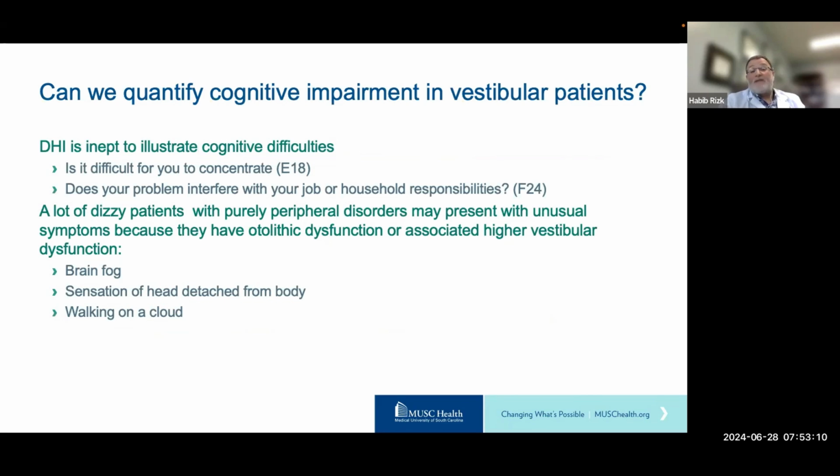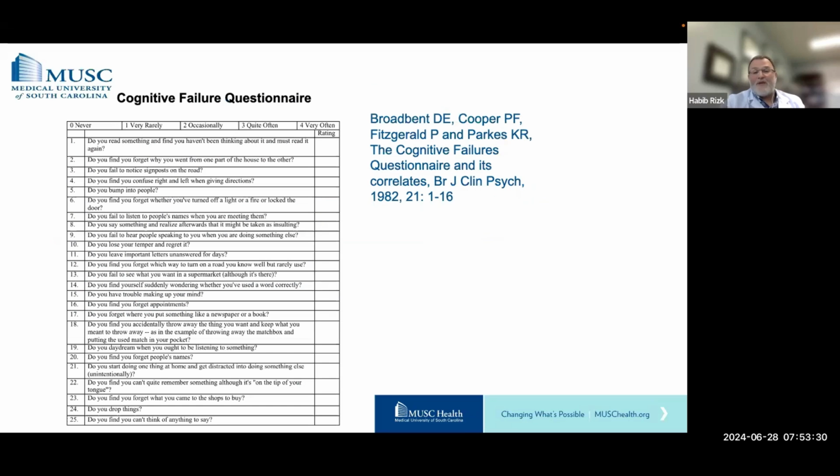And can we quantify cognitive impairment in vestibular patients? Most of them don't have the level of memory impairment when you see them in clinic that would make you think, oh my God, this is a dementia starting. But they describe this feeling of brain fog, this depersonalization sensation, the sensation of being spacey. And we've sought to quantify this by using the Cognitive Failure Questionnaire, which was used over the years in occupational medicine to check if pilots and nurses are able to return to duty. Are they having a lot of errors in their daily activities?